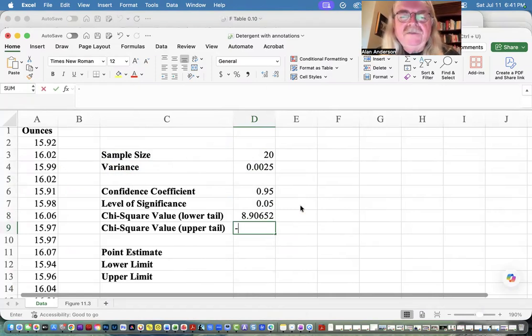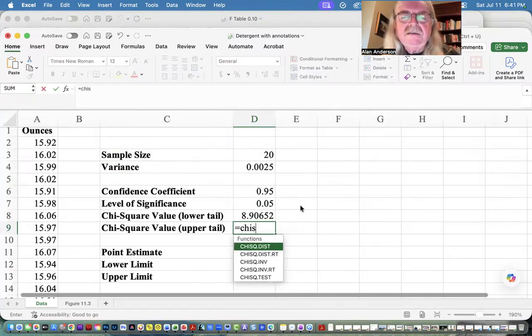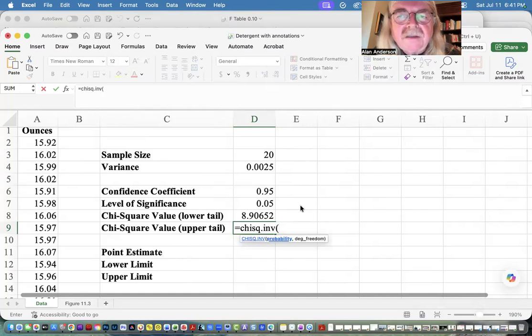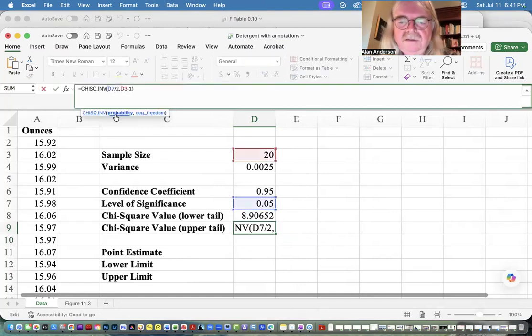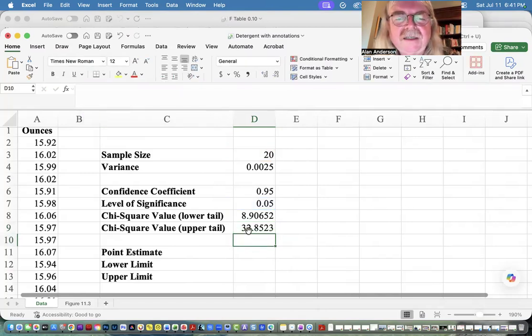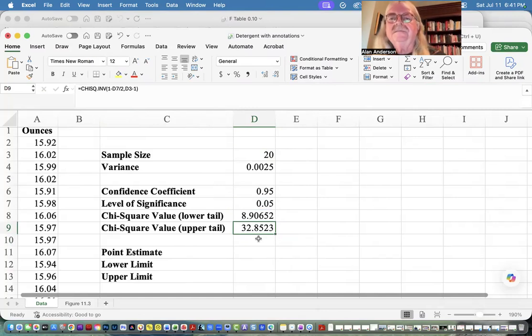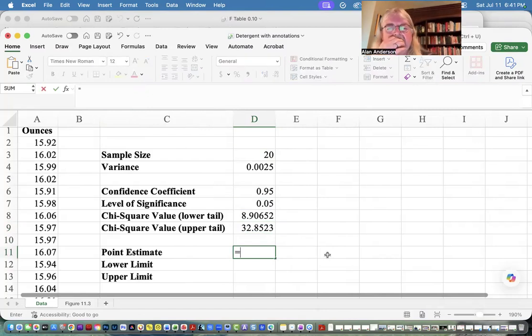You recognize that number. And then for the other one, we have probability. This time this is the right tail, which means alpha over 2. Still degrees of freedom. D3 minus 1, 19. Oh, wait. Whoops. I forgot the one minus. There you go. In other words, it's one minus the alpha over 2. The point estimate is our sample variance, D4.